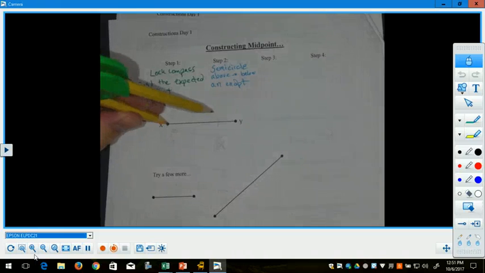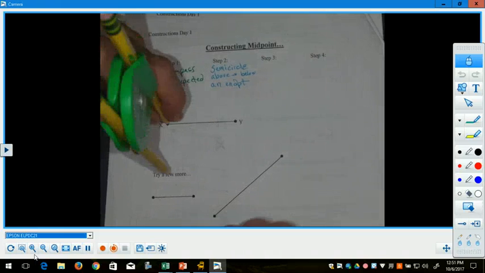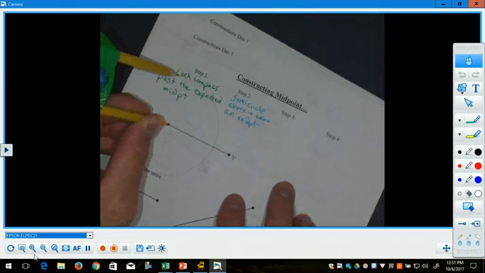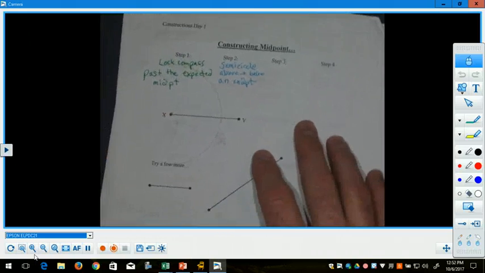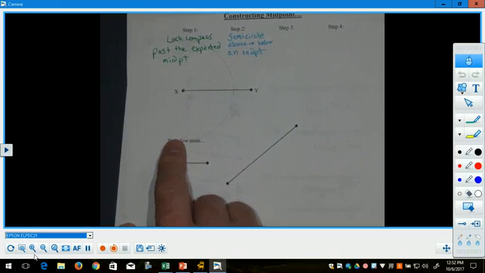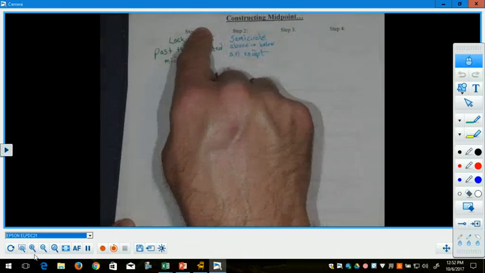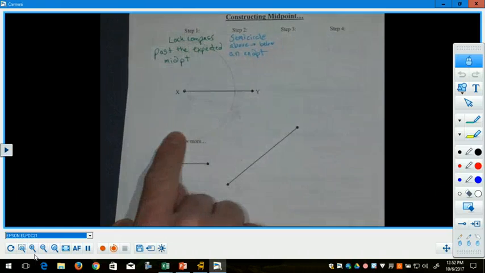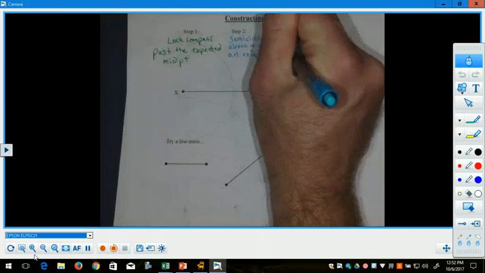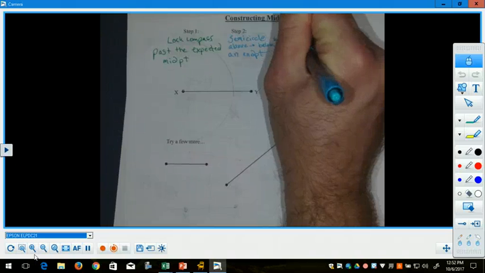So I'm going to stab point X and keep my compass there with downward pressure. I'm either going to spin my compass, or some of you like to turn your paper instead. It's very faint, but there's a semicircle from below that endpoint to above that endpoint, or maybe you start up here and go down. Now I'm going to repeat this semicircle from the other endpoint.